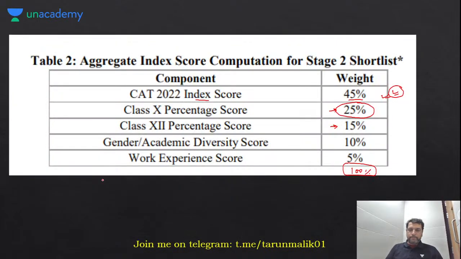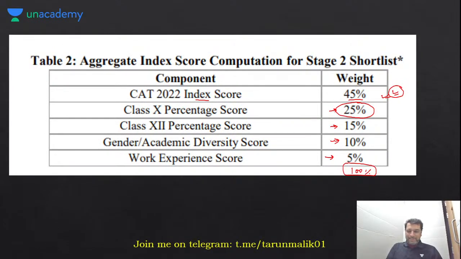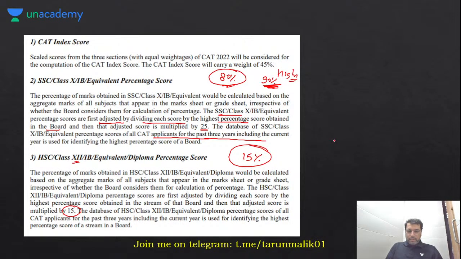Then we have gender diversity, which has a score of 10%, and work experience has a score of 5%. Gender diversity basically means males will not get it. Females have an upper edge on that, definitely. Most of the IIMs do that now.